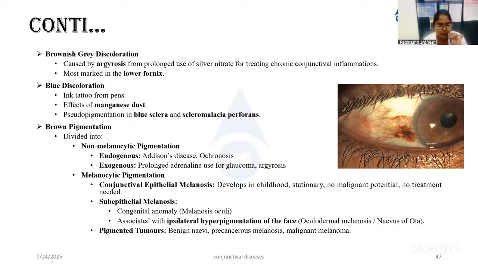So, melanocytic pigmentation, that is conjunctival epithelial melanosis, develops in childhood. It is stationary, with no malignant potential, and no treatment needed. Subepithelial melanosis is a congenital anomaly associated with ipsilateral hyperpigmentation of the face. And for pigmented tumors, it is benign nevi, precancerous melanosis, malignant melanoma.